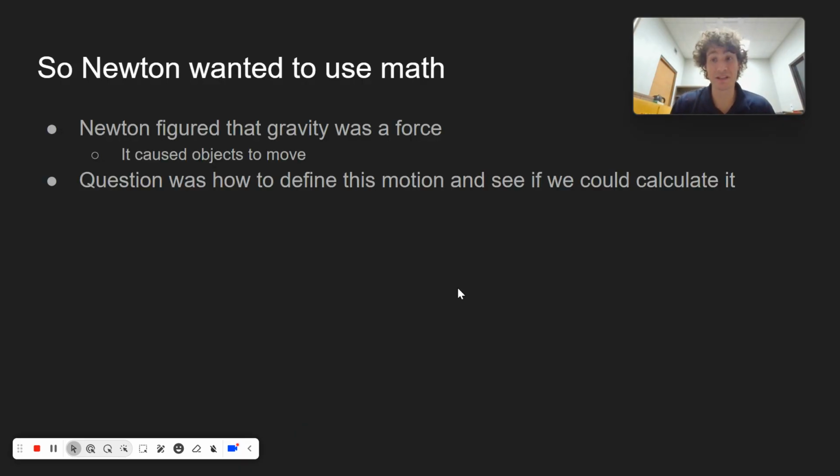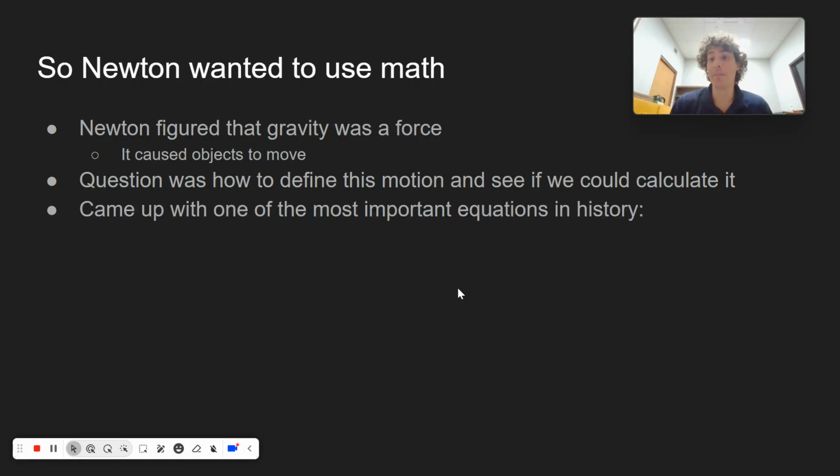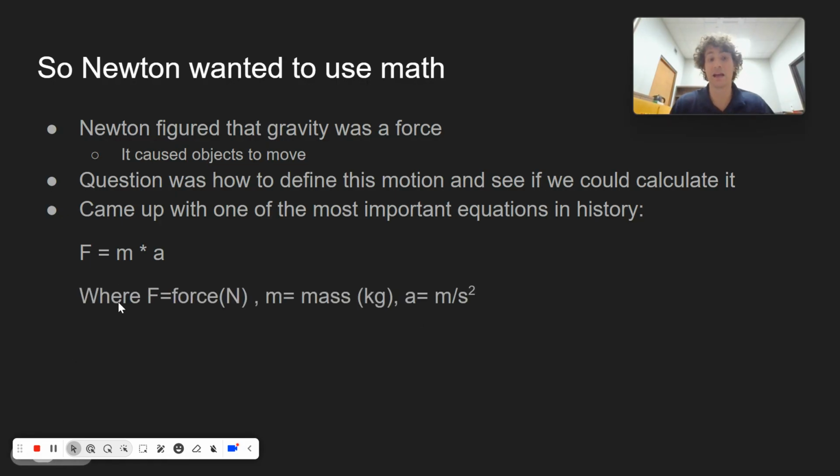Gravity, of course, causes things to move. Ergo, we would think of it as a force, right? It causes things to get faster or slower, sure. And then how do we come up with a way of representing it? We have this equation: F equals ma. Force is mass times acceleration, okay?